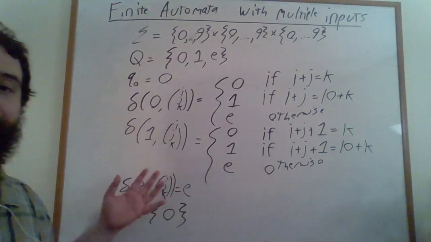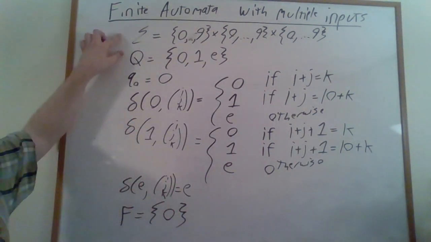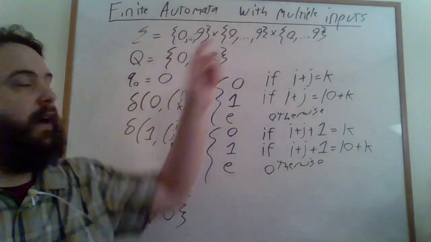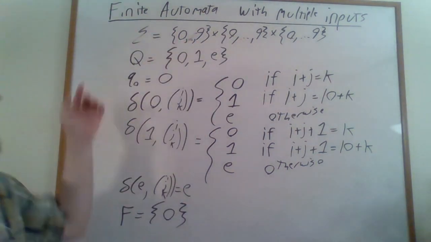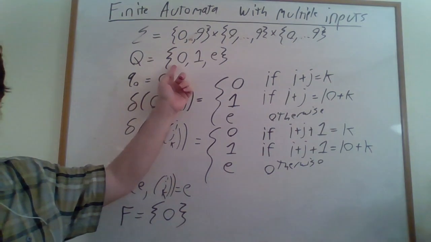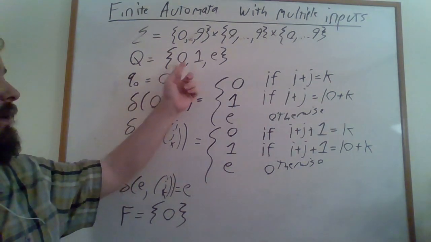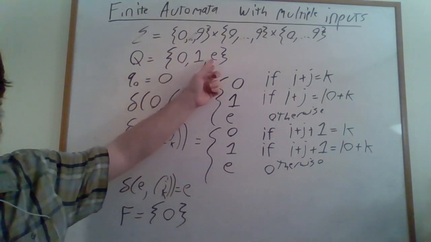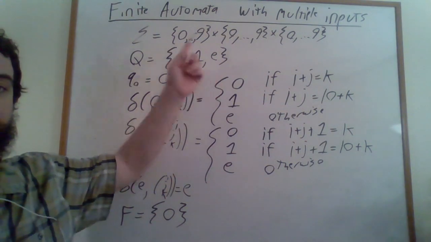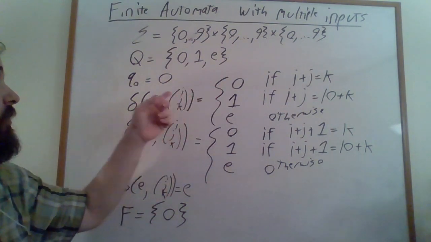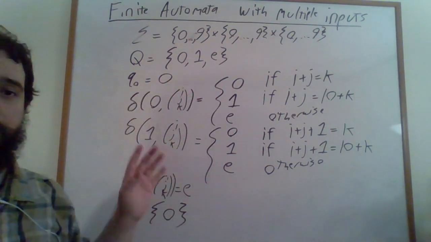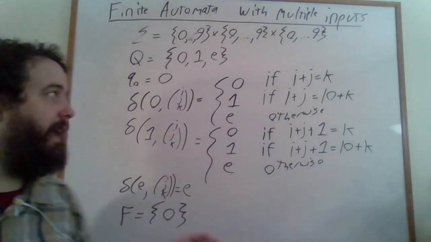So here we have our specification. We have our alphabet, which is going to be vectors of characters from 0 to 9. We have our set of states. Here we have a carry bit of 0, carry bit of 1, and an error state if we've seen something go wrong with our summation. Our start state is 0. We start off by not carrying anything.